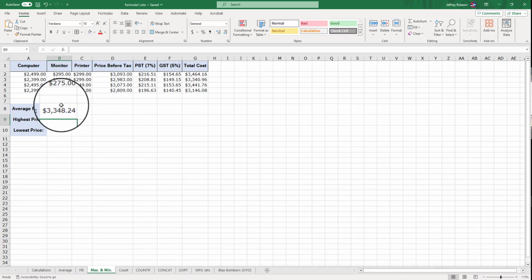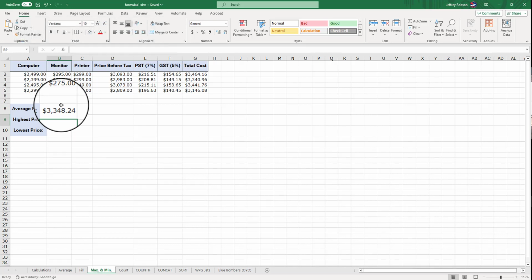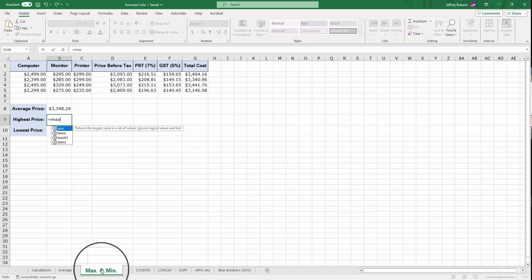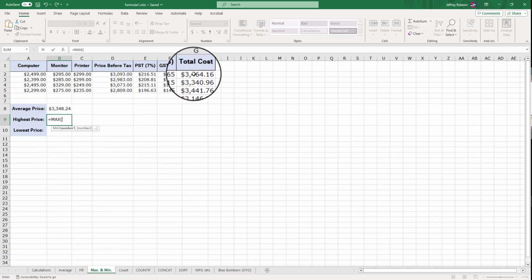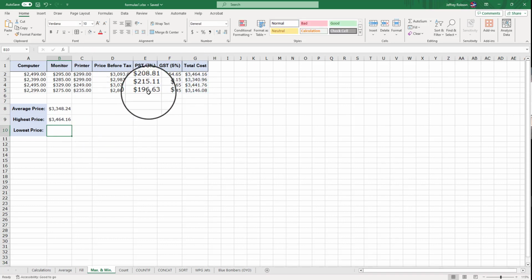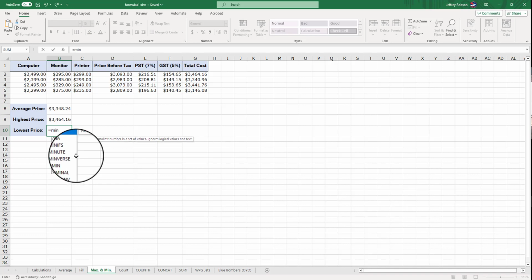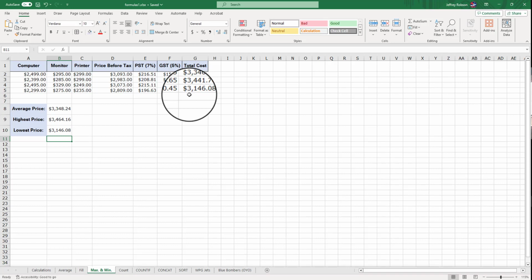Now the next one is if we are trying to figure out which one of those numbers is the highest, there's a formula for that. And that formula is called max. See how I've called this sheet max and min? For that reason. So max, I want to find the highest number over here. I'll just go and hit enter and look at that. That's the highest number. The lowest, the opposite of max, you might be able to guess, is min. So there's the minimum of these, and enter.